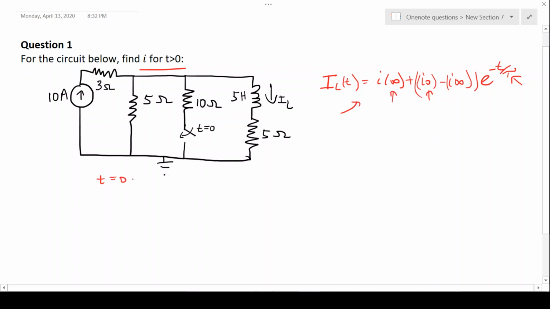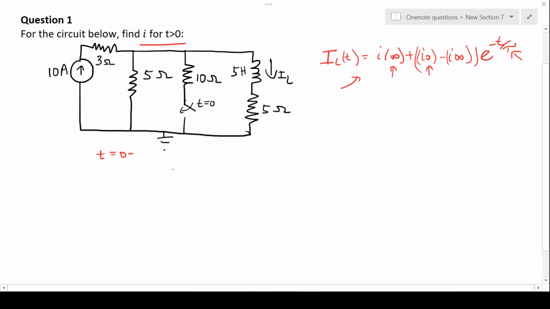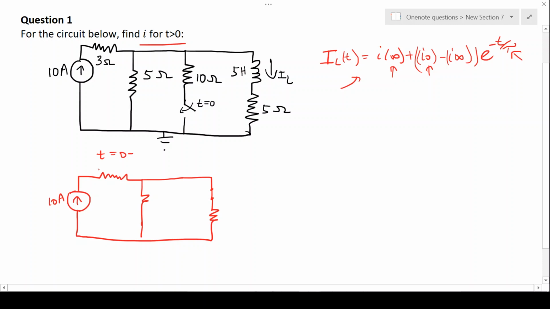So at time t equal to 0 negative, what's going to happen? At time t equal to 0 negative, we are going to have your current source still present. This part of that branch falls away. The inductor becomes a short circuit. And that's 10 amps, that's 3 ohms, that's 5 ohms, and this is 5 ohms, and we're looking for the current IL.